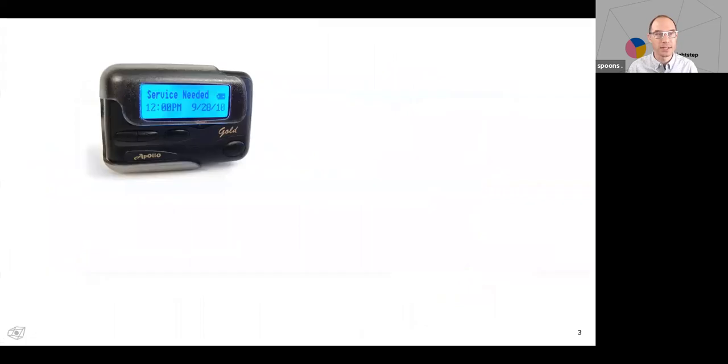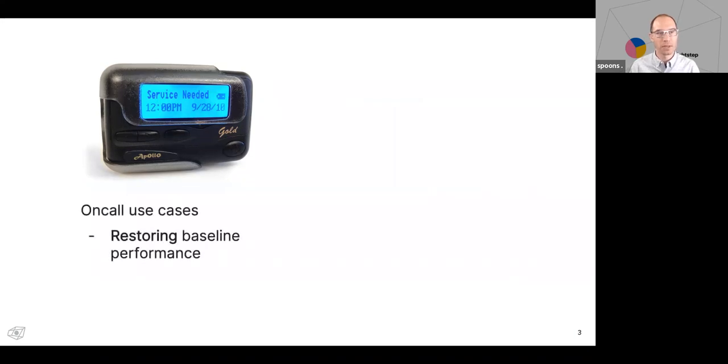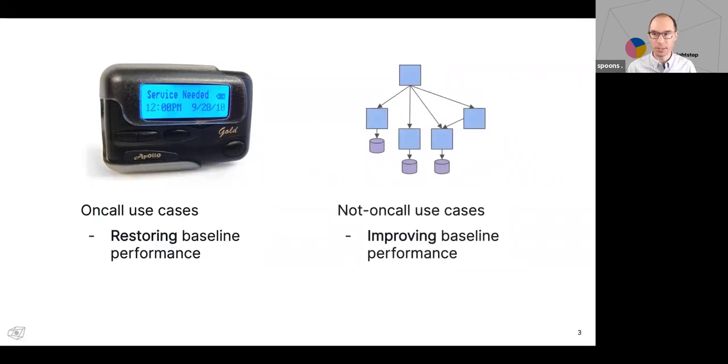So to set some context for today, why did I call this on-call or not on-call? I think of these as two sets of use cases. On one side, we have cases where we're on call. You might think of this as an urgency thing, but really it's a different goal. When we're on call, usually we're thinking about restoring baseline performance. We've had a regression and we want to go back to the way things were when everything was fine. On the other side, we're trying to improve that baseline performance. We might be thinking about re-architecting part of our system, or maybe just doing some performance optimizations. But it's about improving the status quo.